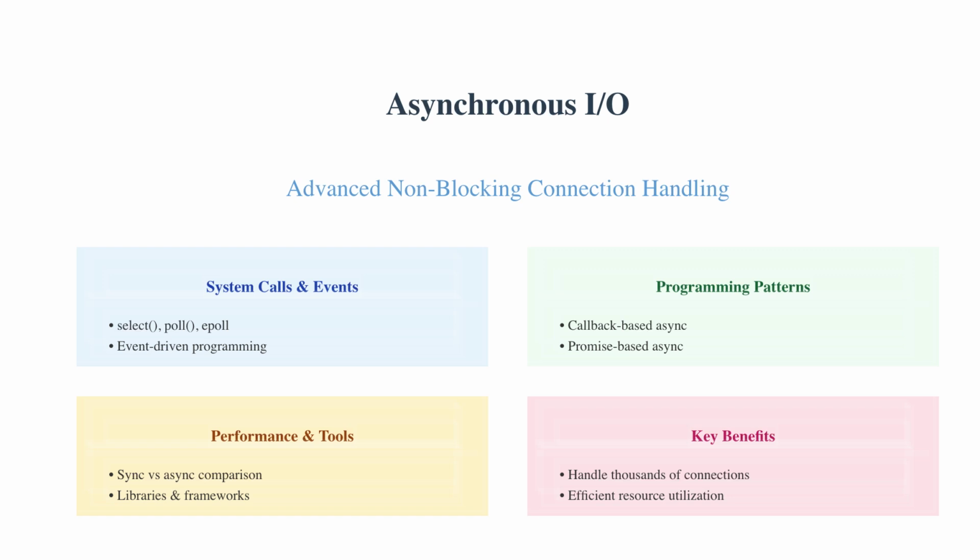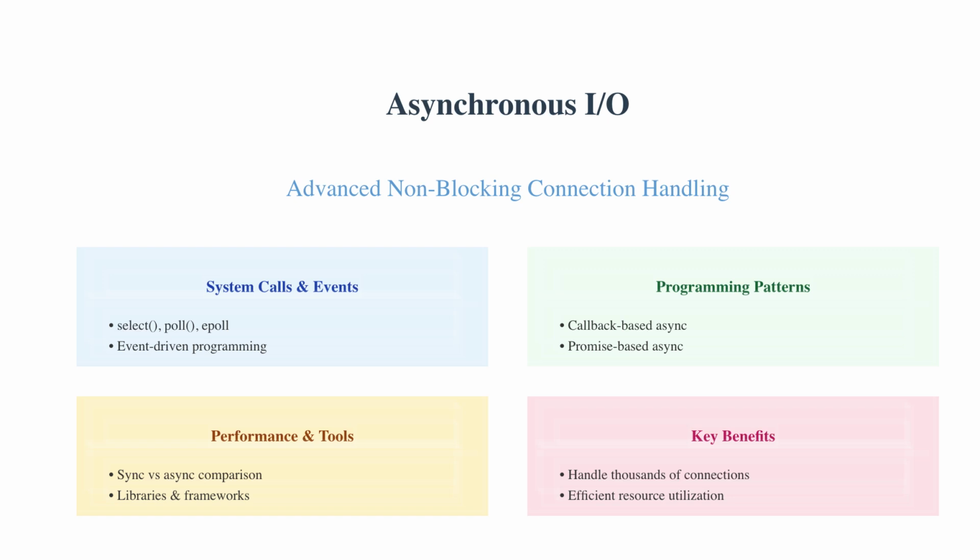Select is the oldest but most portable. It works across all Unix-like systems. Poll improves on select's limitations with file descriptor numbers, and epoll is Linux's high-performance solution that can handle thousands of connections with minimal overhead. This event-driven programming model is what powers modern web servers.